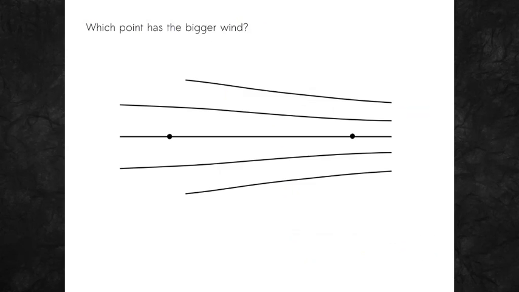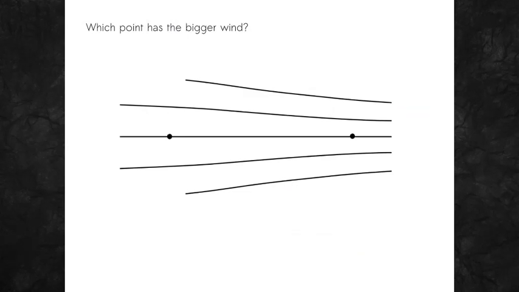Okay, so let's suppose we have something like this. So again, this is going to be a pattern of upper level heights. These are our contours of height. And suppose in particular we ask the question, which of these two points here is going to have the bigger wind? Which one's going to have a stronger wind?